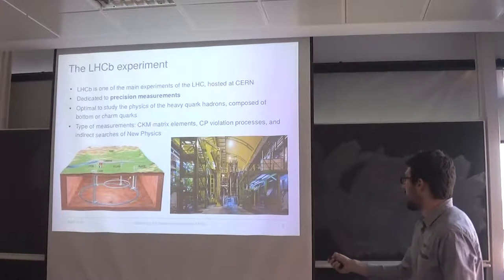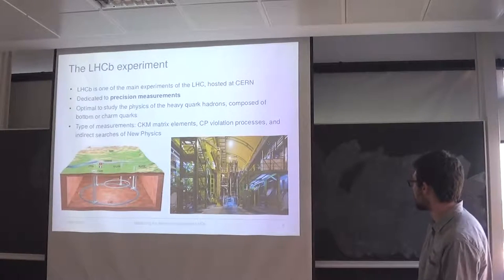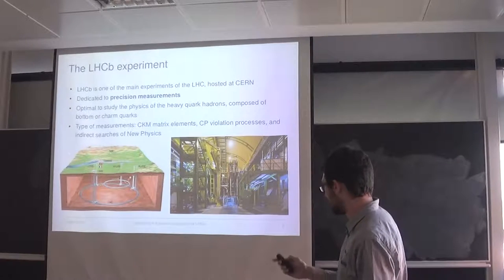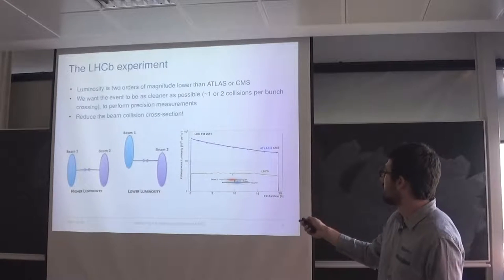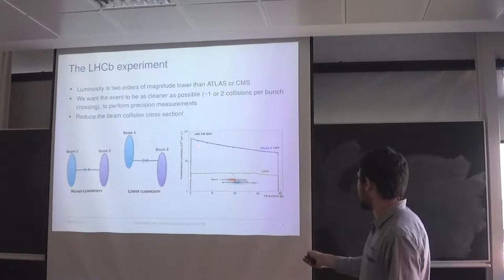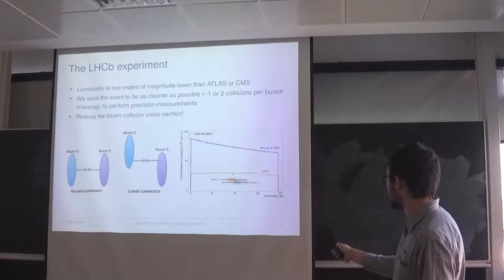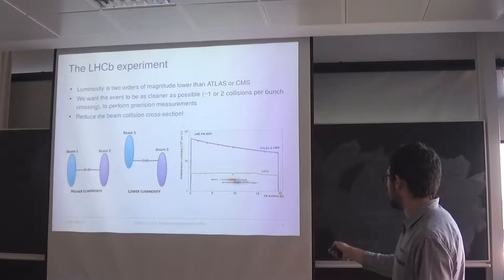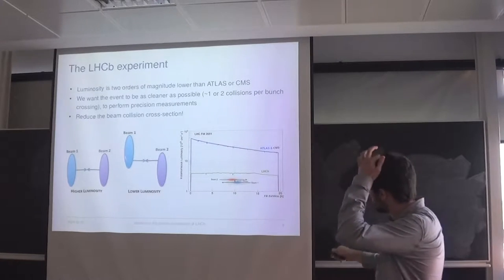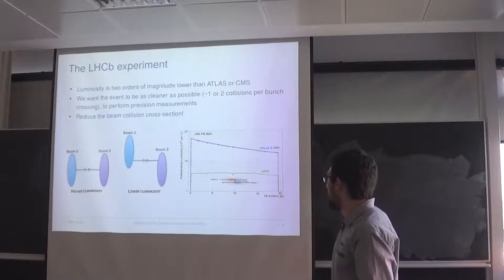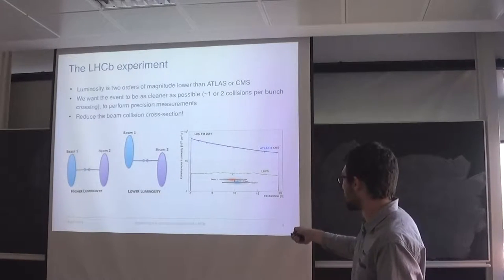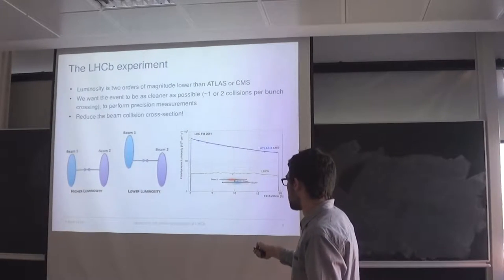The type of measurements are CKM matrix elements, CP violation processes, and indirect searches of new physics. So this is an image of the inside of the detector. As I said, the luminosity is two orders of magnitude lower than ATLAS or CMS. You can see here that ATLAS and CMS want the highest luminosity possible. This is for a fill, the fill duration, but the LHCb has a constant luminosity throughout the whole fill. This is a logarithmic scale, so two orders of magnitude. And to achieve this, there is this technique of taking one of the beams away, so the overall cross-section of the collision is lower.